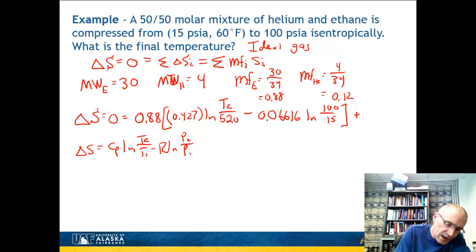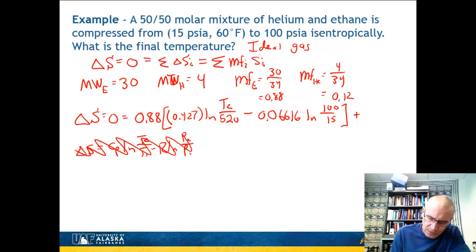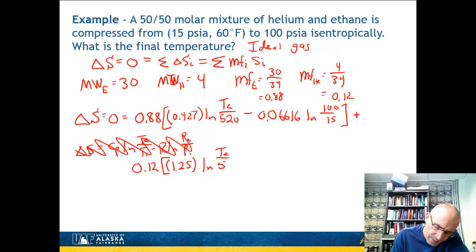And now I need to go ahead and add that to the other one. Let me go ahead and erase that equation now that you know which one that we're using. Well, actually, it looks like my pen's not able to erase that. So I'll just go ahead and scratch that out for here. So I'll lay it down here. I've got 0.12 and heat capacity 1.25. Natural log of T2 over 520. And then my R value here for helium is 0.4961 times natural log of 100 over 15.